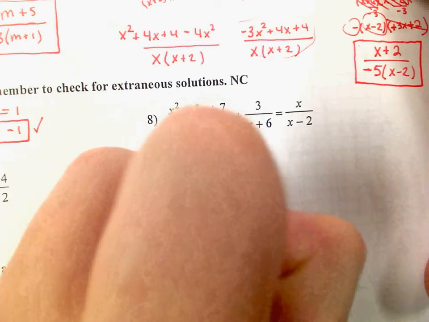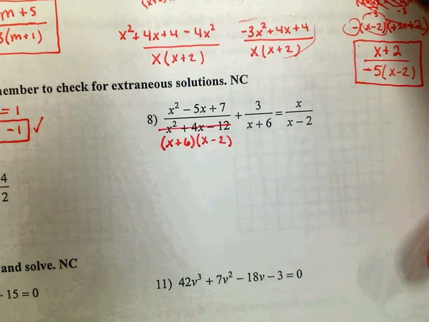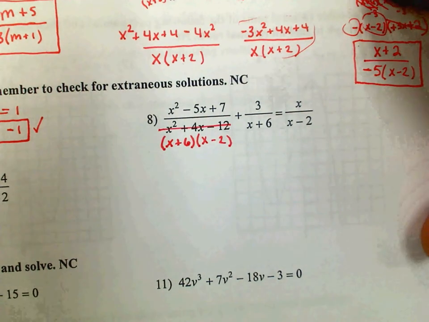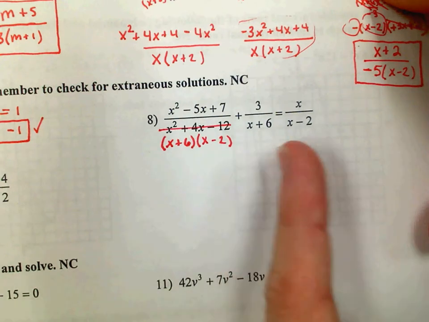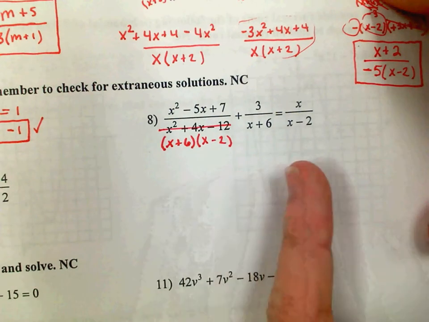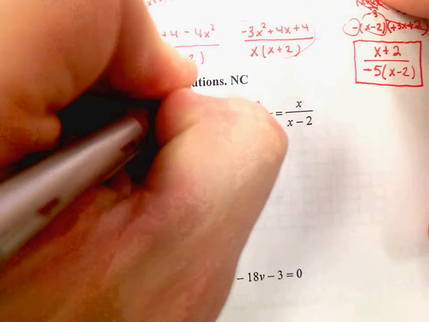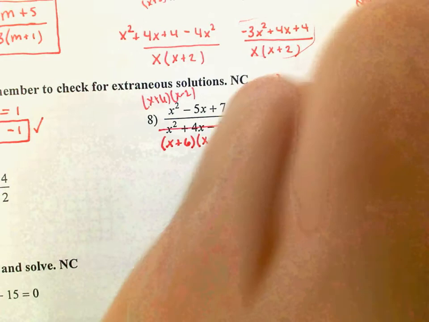Now that makes things a whole lot easier for us, because now when you look at the denominators, the only things that you see on the denominator are an x plus 6 and an x minus 2. So we're going to multiply every single term by the things that we see on the denominators. An x plus 6 and an x minus 2. We'll do that on all of them. So everything gets multiplied by an x plus 6 and an x minus 2.